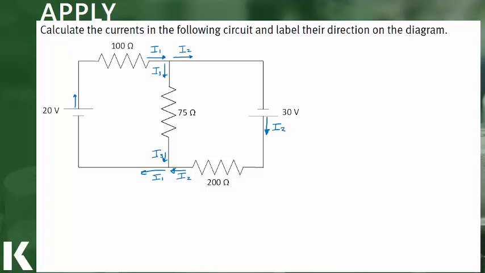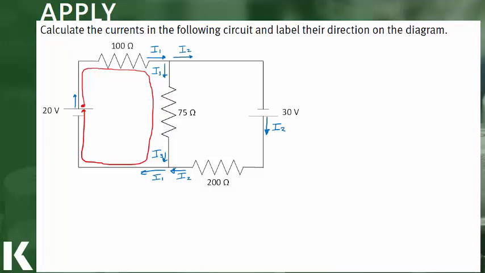Now we have to determine our loops. So we can start at this 20-volt battery. We'll go around. We go through that 100 ohm resistor. We go through that 75 ohm resistor. And we come back to our original position.